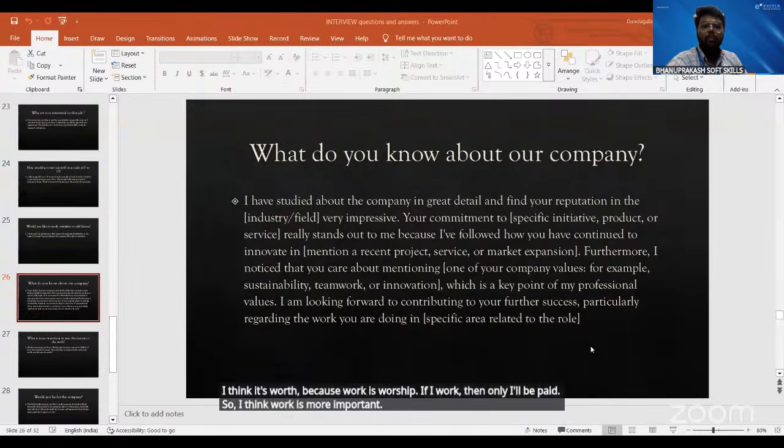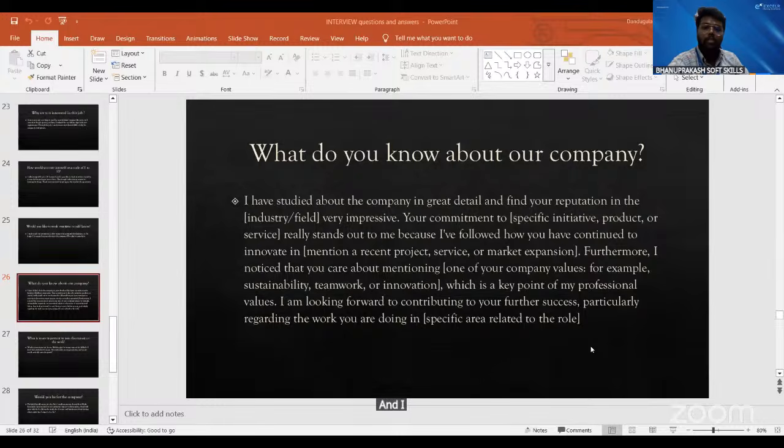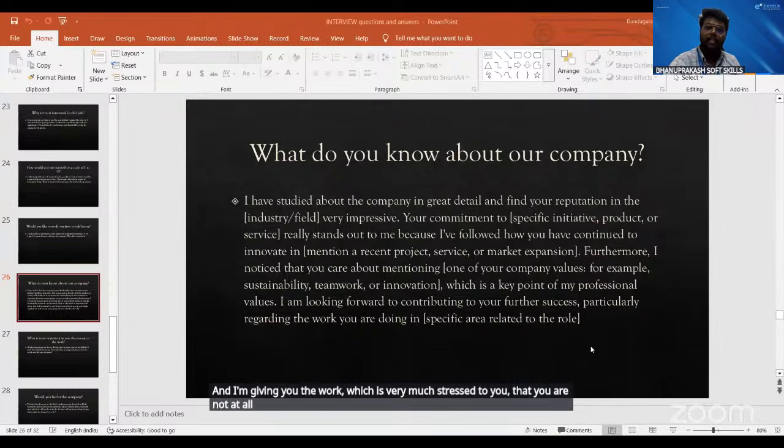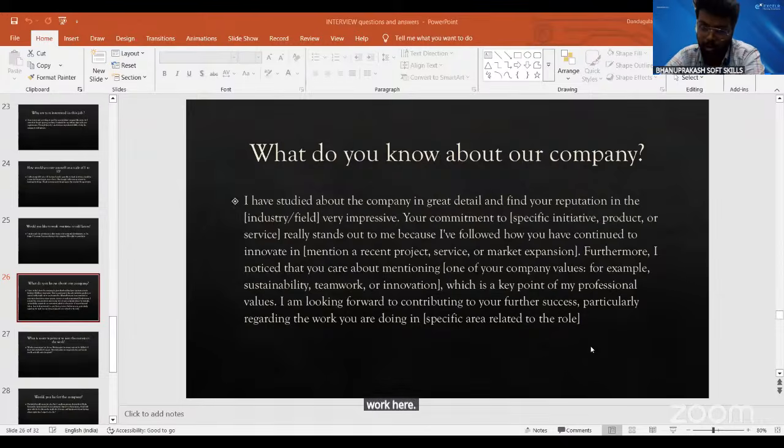Normally, what if I give you 3 lakhs per month, and I'm giving you work which is very stressful and that you are not at all interested in? In such cases, what do you feel is important? The work only, right? You are not satisfied with that money because you are very much stressed with the work. So not the money.